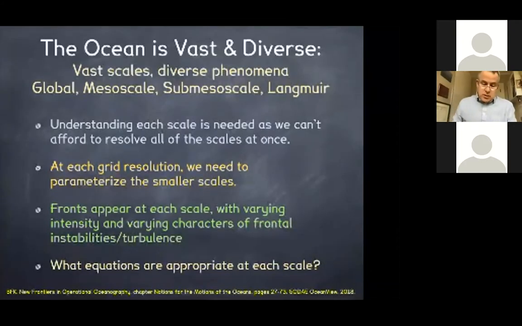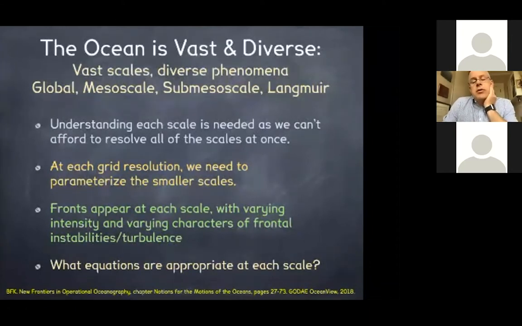So, in sum, the ocean is vast and diverse. There are vast scales of motion all the way from the global down to the tens of meters. And actually the Kolmogorov length scale for the ocean is only roughly millimeter scale. So there's even more to go beyond where we have gone on this little tour before you arrive at the viscously damped scales. There is a lot of diversity in the phenomena, from tides, to mesoscale eddies, submesoscale eddies, and Langmuir turbulence, which are the pieces we're going to emphasize today.